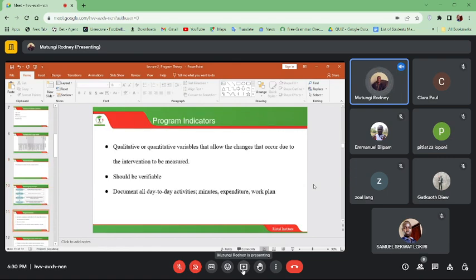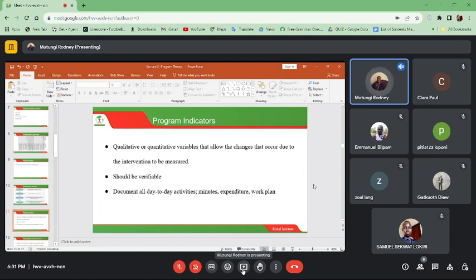So if we are looking at, for example, the health education, what could be an indicator that this health education took place? So the indicator there could be the number of people who attended that health education activity. Okay, so that number of people can be measured, and it will be able to tell you that this activity was positively responded to by the target population or the stakeholders.